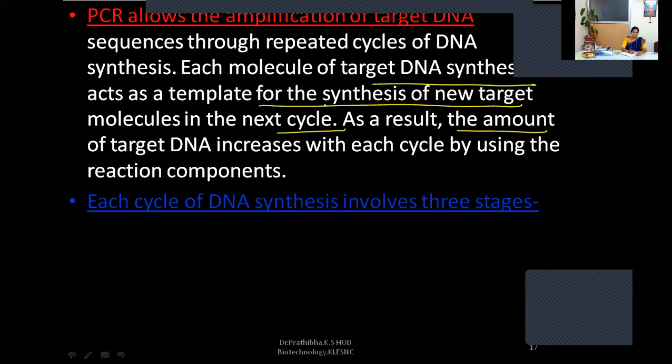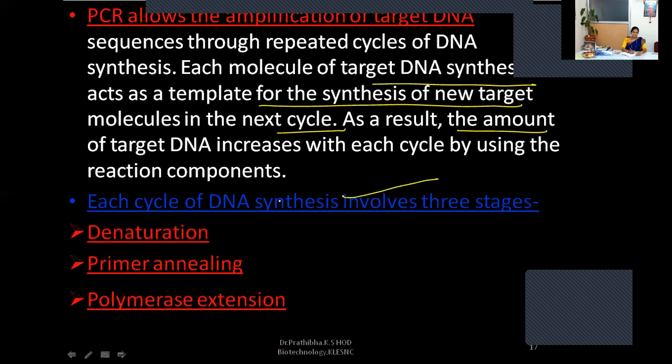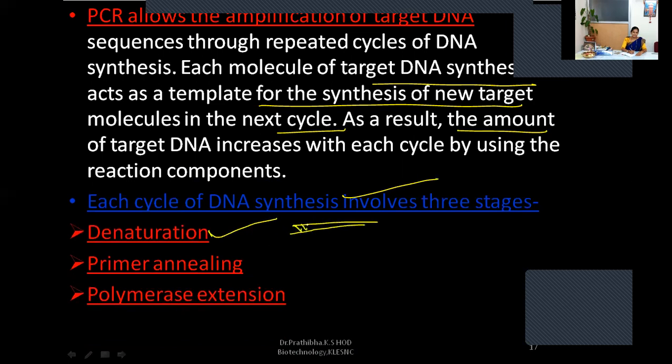Okay. Now let us understand this through the following steps. Each cycle of DNA synthesis involves 3 stages or steps. First one is denaturation. Denaturation means that when the double stranded DNA molecule is held together and we increase the temperature, both the strands get separated. So denaturation means separation of the strands of the DNA fragment into single stranded. Then primer annealing. Once the DNA molecules are separated into single strands, the primers go and bind to the free ends of the DNA fragment.